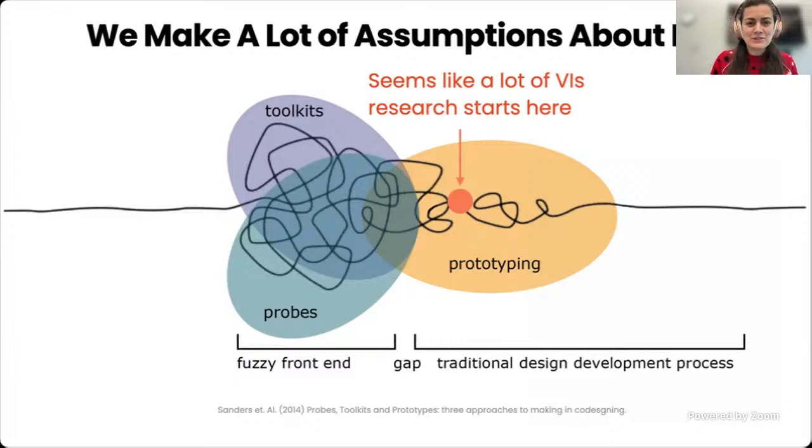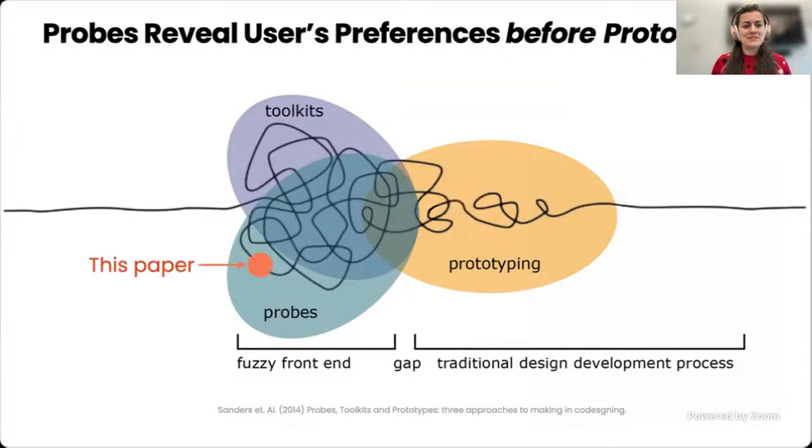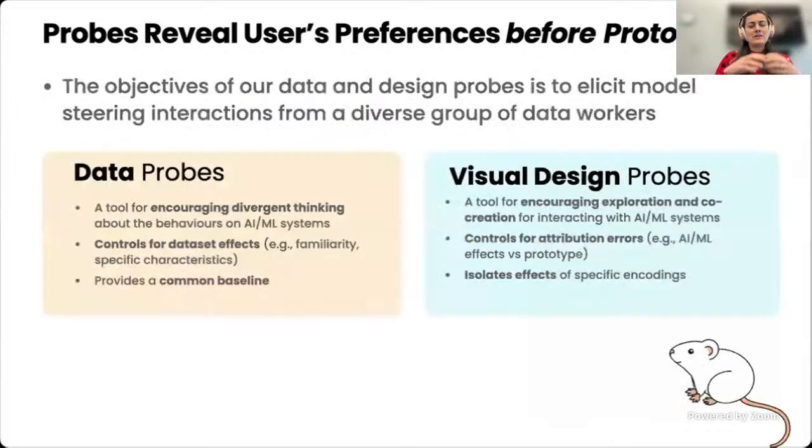And so our research is situated a little bit earlier in the process, looking at probes and more generative idea spaces for eliciting these kinds of interactions and ideas from users. And if you haven't seen this really interesting paper from Sanders et al., that is a really thoughtful description of the differences between probes, toolkits, and prototypes, I totally recommend it. And this is their diagram that I'm borrowing here. So one of the things we wanted to do was really try to get a solid and reasonable understanding of users' preferences before we committed to any kind of code.